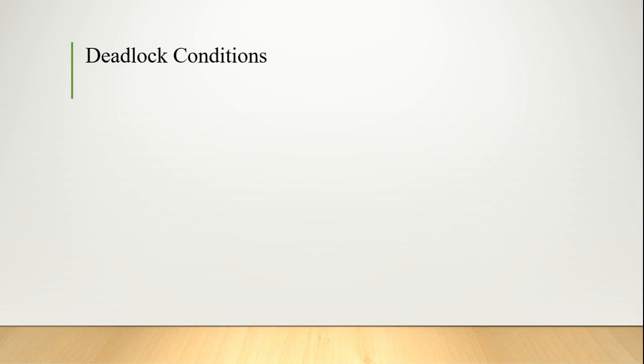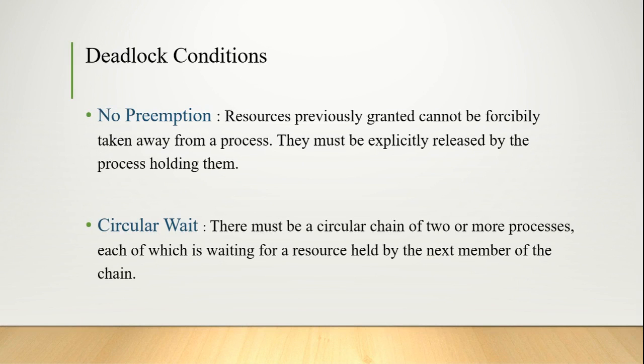Next, no preemption. Essentially, it should not be the case that resources which an operating system previously granted to a particular process are forcibly taken away from that process. That is, the OS or another entity in the system cannot forcibly remove a resource which has been allocated to a particular process. Instead, processes should explicitly release the resource by themselves. That is, whenever the process wants, it should release the resource by itself.